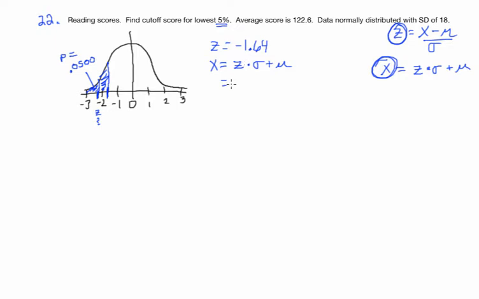Our z-score that we have is negative 1.64. We'll times that by the standard deviation and add the mean. And we get about 93. So a score of 90, there's your average score on the test. A score of 93, that's going to be your bottom 5%.